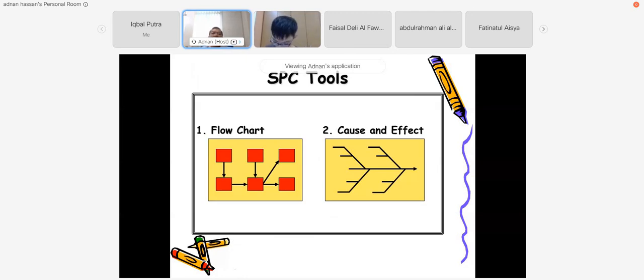So the flowchart is one of the basic tools. When you want to describe a system or procedure, you can use a flowchart. The second tool here is the cause and effect diagram. Sometimes we call this the fishbone diagram, or Ishikawa diagram.